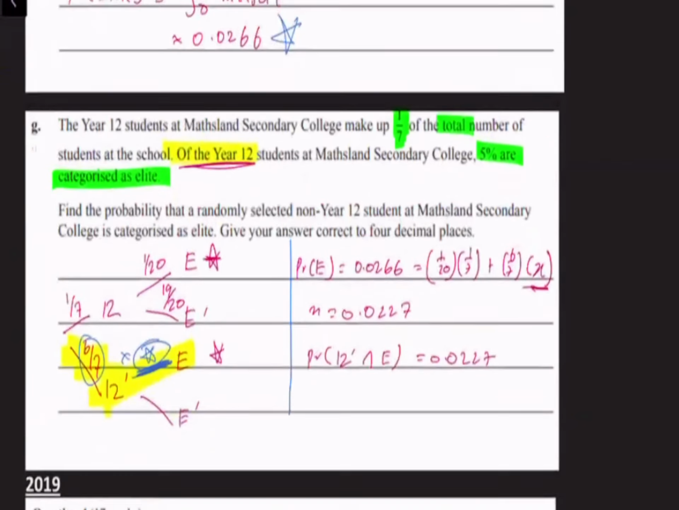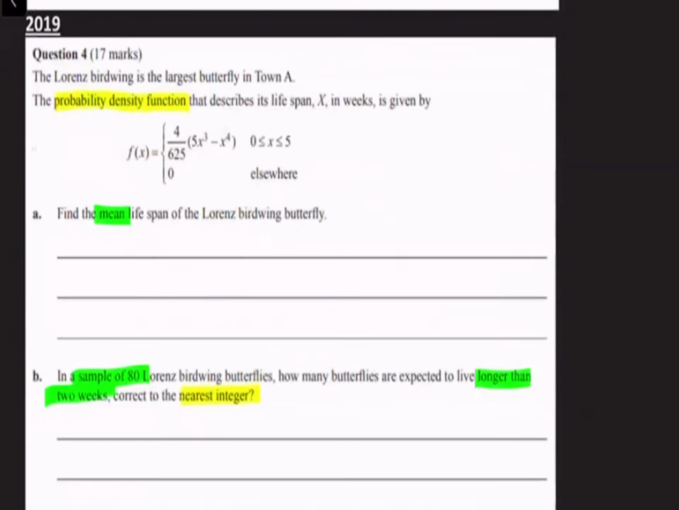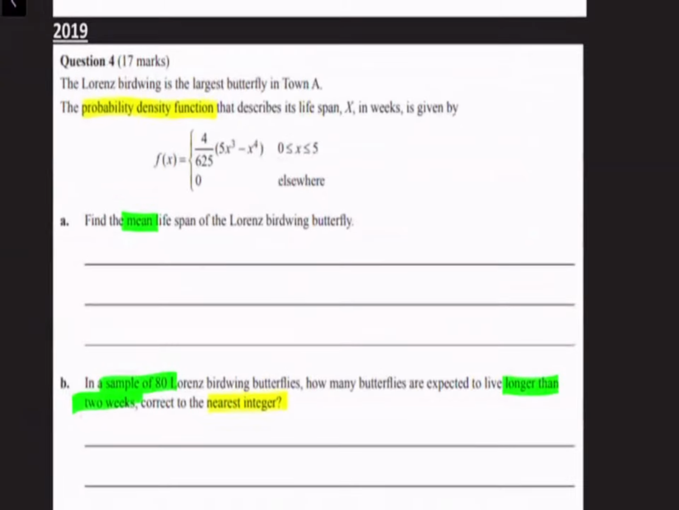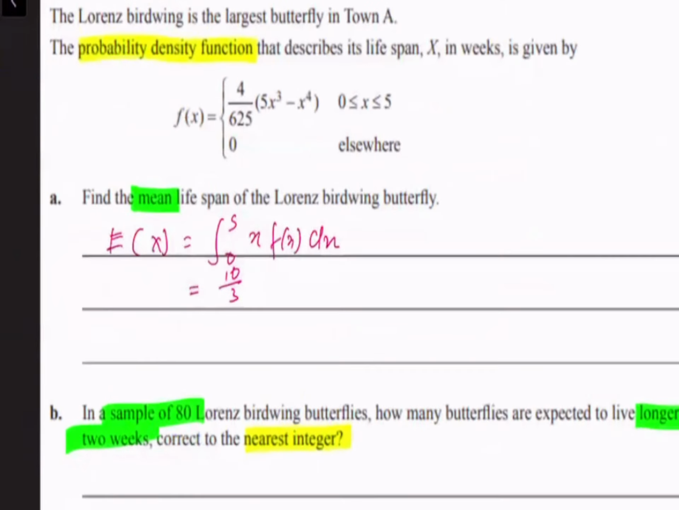So that was the 2018 question. Now the 2019 question. Find the mean life. The mean, again, I'll call it E(X), is integration from the domain, which is 5 to 0 in this case, of x times the function, dx. Since it doesn't specify decimal points, we have to give the exact value. So 10 on 3 weeks.